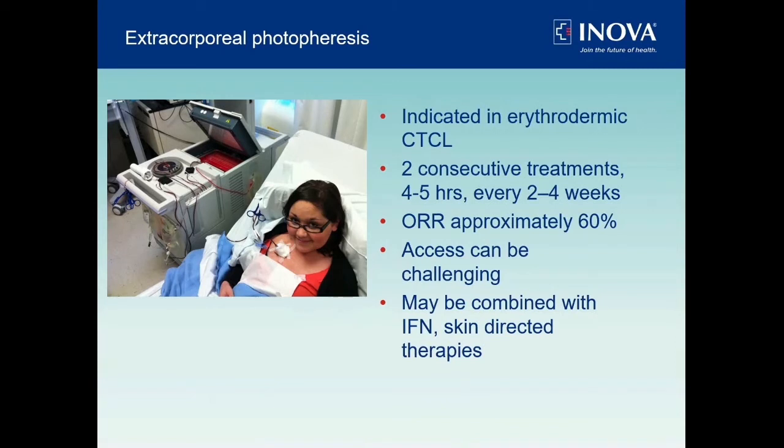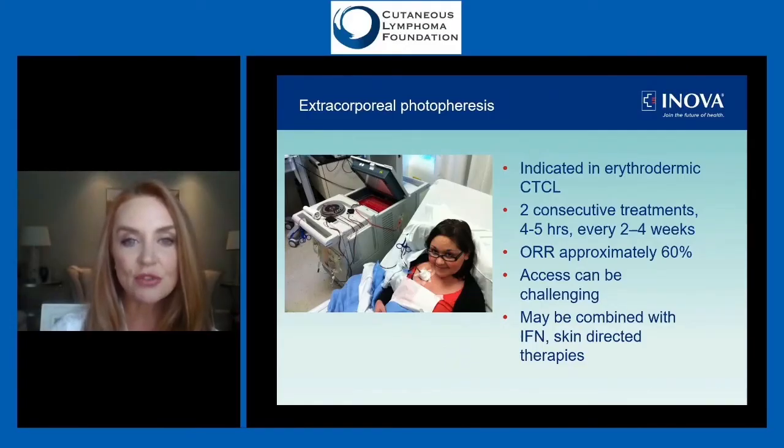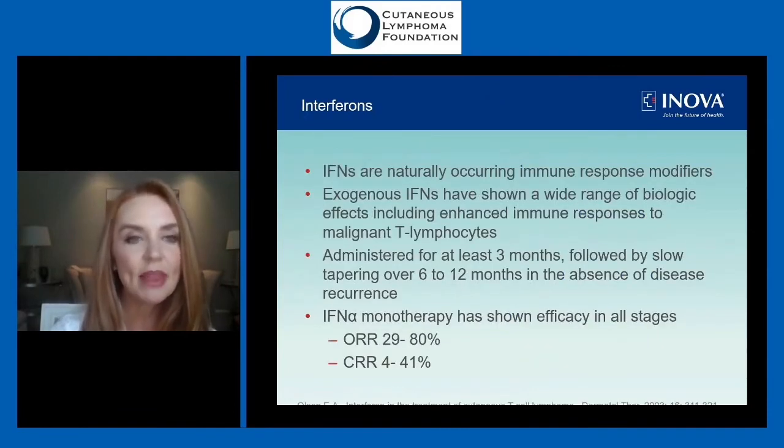One challenge is what we call access, meaning just getting a solid IV that's going to last for 4 or 5 hours, or the need to place a Metaport or a line. So those are other things that you have to take into account when you're making a decision about starting ECP. It's often used in combination with other drugs, specifically interferon or maybe some skin-directed therapies, to enhance the overall efficacy.